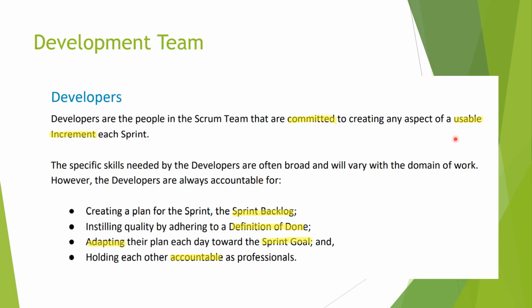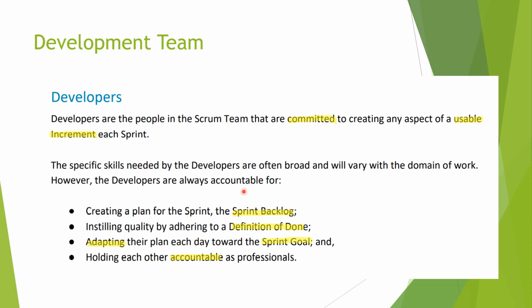So the third role is the development team. So far we discussed the product owner and Scrum Master. How should the developers behave? What are they responsible for? The development team is committed to creating a useful increment, which is working software. The team is responsible for the sprint backlog. The team is responsible for instilling quality by adhering to the definition of done. They have to adapt their plan every day toward the sprint goal, holding each other accountable as professionals.